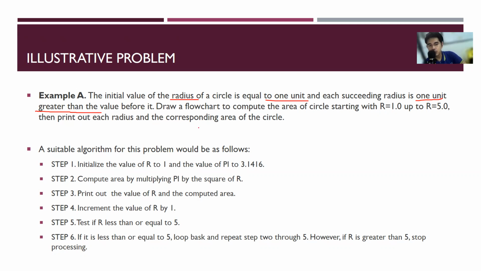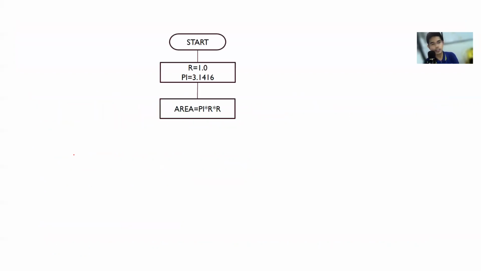This is the flowchart problem, and again, we will convert this flowchart into C++ code. But let us read the problem first. Draw a flowchart to compute the area of the circle starting from radius equals 1 up to radius equals 5, and then print out each radius and the corresponding area of that circle. If the radius is 1, what is the area? If the radius is 2, what is the area? And so on, until the radius equals 5. And you see here our algorithm. Let's get to the flowchart.